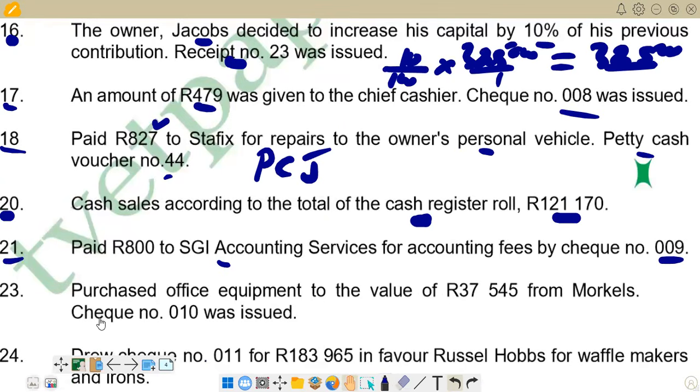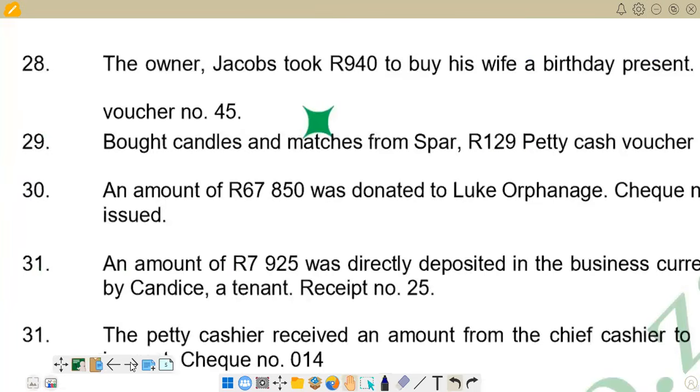Then we have on 23 purchase of equipment to the value of 37,545 from Mokeos, check number 00010 was issued. This is office equipment, and obviously it's going to the sundry accounts and we write the details of office equipment. The amount is 37,545, check number 010, and the date is 23. So we can just go there again on the cash payment journal and summarize that one.